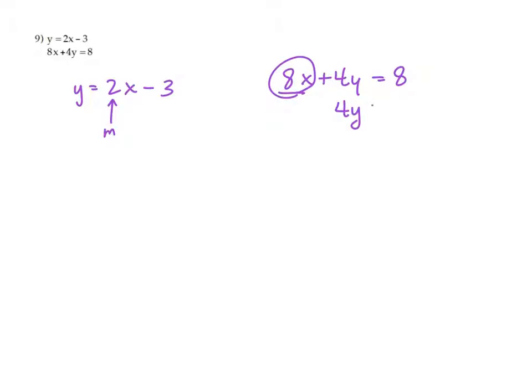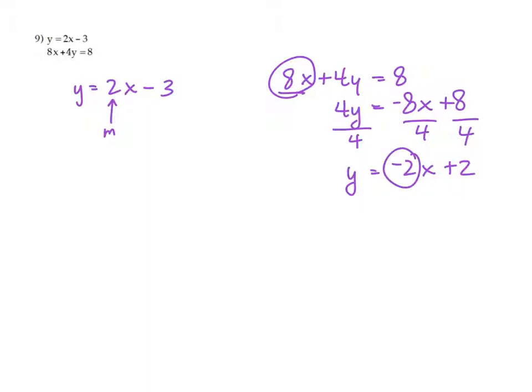This one, so that'll become a negative 8x. And this is a plus 8. Now I'll divide everything by 4. Divide 4, divide 4. So I get y is equal to negative 2x plus 2. Okay, so here's the slope of that line.